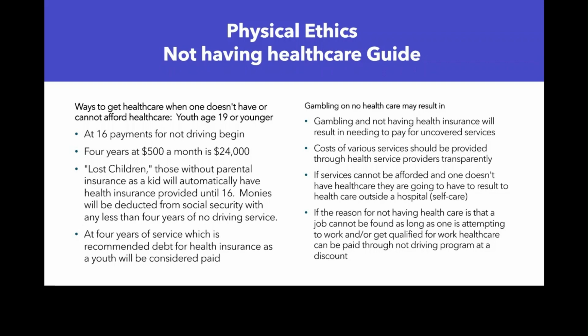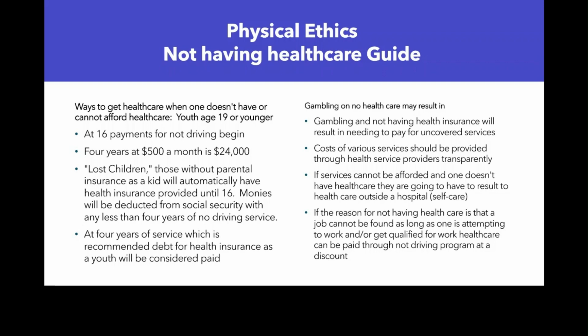Lost children. Those without physical insurance as a kid will automatically have health insurance provided until 16. Monies will be deducted from Social Security with any less than 4 years of no driving service. So for lost children, it just comes out of Social Security unless they do what they're supposed to do, which is 4 years of service, which is recommended. And then the debt for the health insurance up to 16 will be paid. It's not your fault if your parents can't work, if your parents are lazy. You can only do so much. So we've got to be able to get those kids who are innocent health insurance.